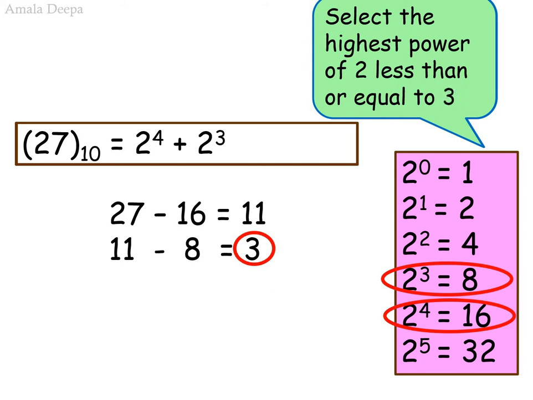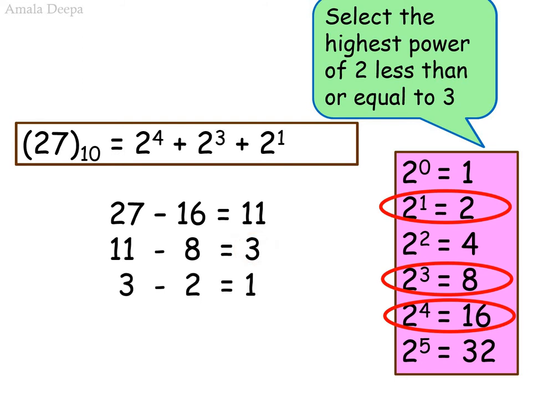Again, select the highest power of 2 less than or equal to 3. In this list of powers of 2, 2 power 1 is equal to 2, that is less than 3. So take 2 power 1 and place next to 2 power 3. Now take 3, 3 minus 2, that is 2 power 1, which is 1.